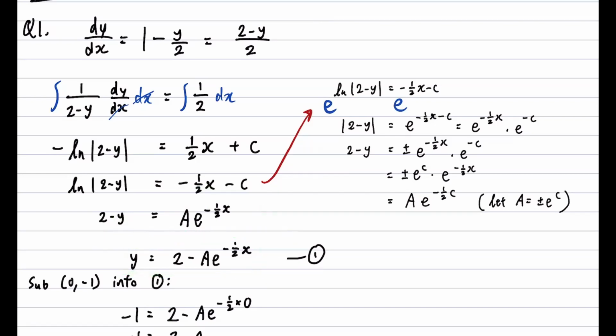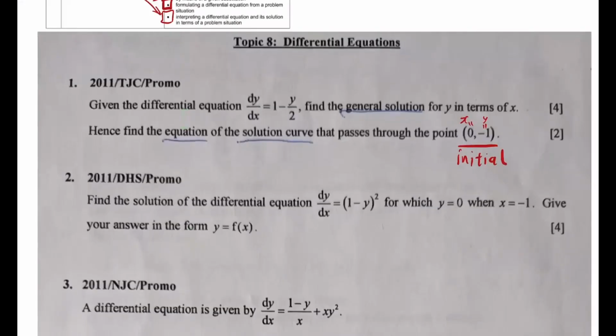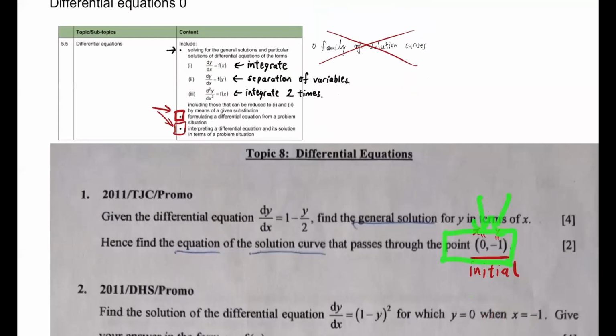But we're not done yet because we still don't know what a is. So go back to the question now. What did they say? They told you this solution curve, meaning the y that you're trying to solve for, passes through this specific point. So what do you need to do? Sub in x and y, 0 and negative 1.